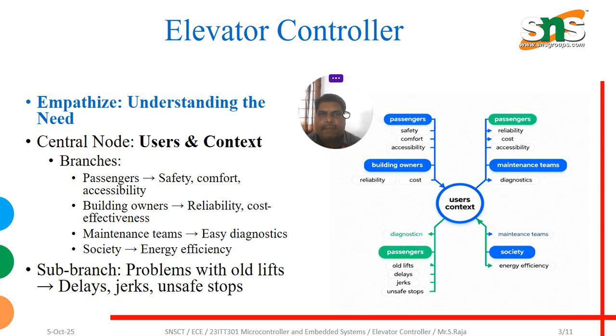The first stage, and a very, very important stage, is the empathize stage. We have to understand the need. For example, if you are a passenger who wants to use the elevator, we have to consider safety, comfort and accessibility. If you are a building owner, then reliability and cost must be considered. Then the maintenance team has to provide maintenance within a limited period. Then for society, energy is very, very important. For example, if you operate the lift every day, so much current is consumed; how can we use that current in an efficient way? That is very, very important.